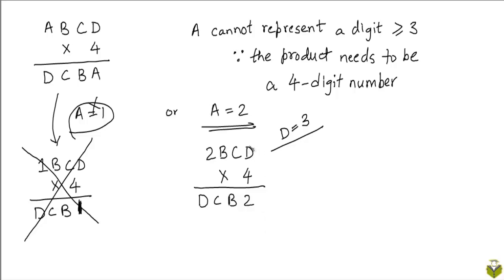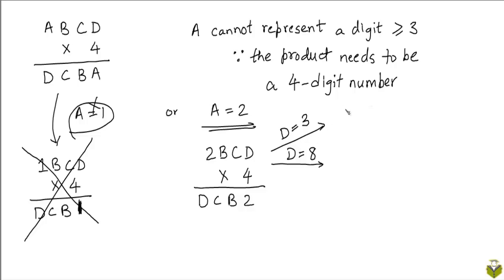Can D be a 7? 4 times 7 is 28. 28 would have an 8 in the units place, not a 2. So D can't be 7. Can D be an 8? Yes, D can be an 8 because 4 times 8 is 32, and we would write 32 by writing a 2 in the units place and carrying forward a 3 into the next column. So D can be a 3, D can also be an 8. Can D be a 9? 4 times 9 would be 36, and we would write 36 by having a 6 in the units place, not a 2. So D can't be a 9. So D can only take two possible values, 3 and 8.